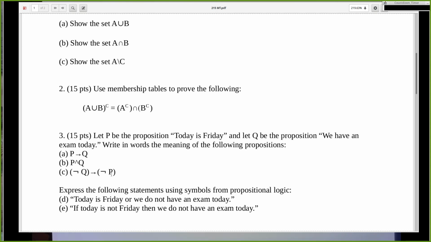And then D and E, which some people skipped, I guess because I had some extra words here. D says today is Friday or we do not have an exam today. That would be written as P or, the V symbol, P or not Q. And then if today is not Friday, we do not have an exam, that's like not P implies not Q.